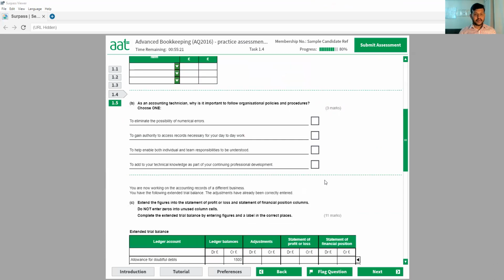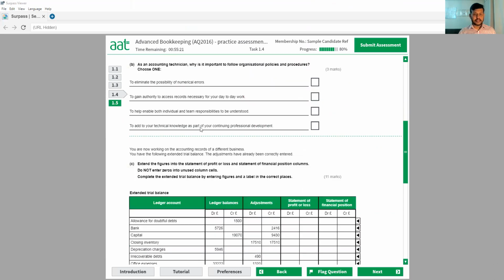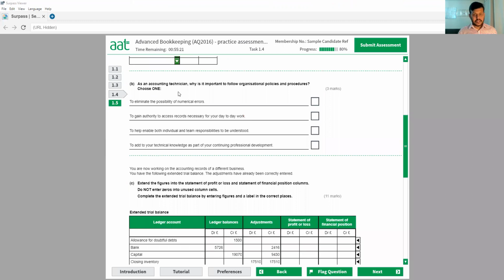The next one says, as an accounting technician, why is it important to follow the organization policy and procedure? Remember, it's a very simple answer: to understand the individual and the team responsibility.